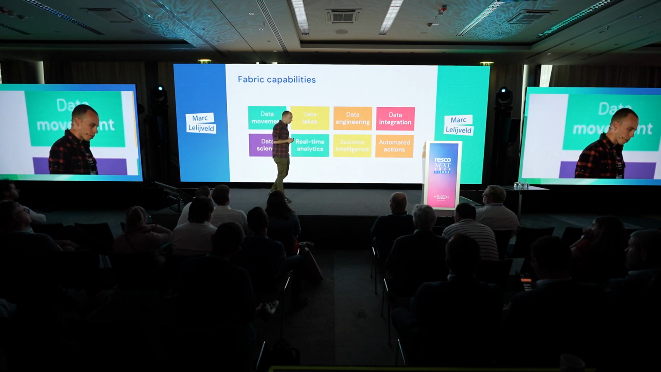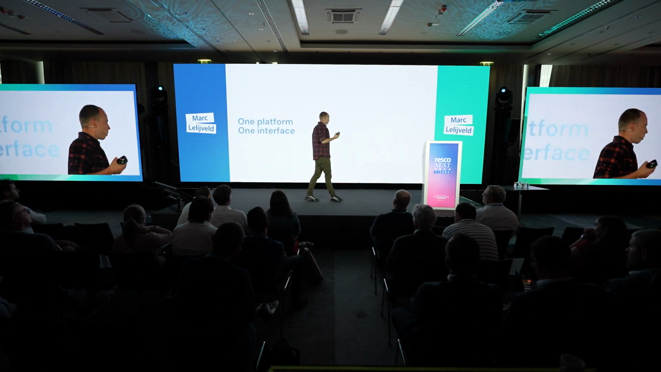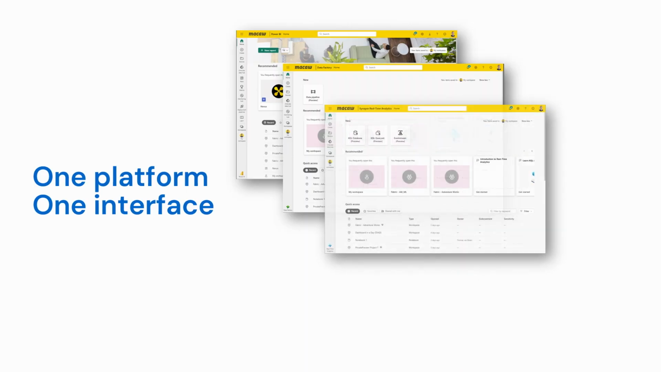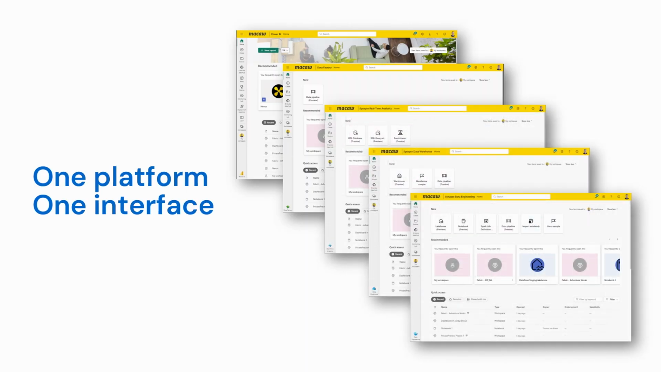So what does Fabric really look like? Well, actually it is one platform with one interface. No matter who I am, if I'm a data engineer, whether I'm a data analyst, a data scientist, it all looks roughly the same. So we're all looking at the same interface. However, there's a small difference here. All we see here are basically 5 screenshots of Fabric. All 5 look 90% the same, but they're slightly different because we have a persona-optimized experience.